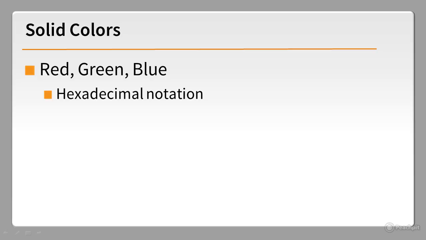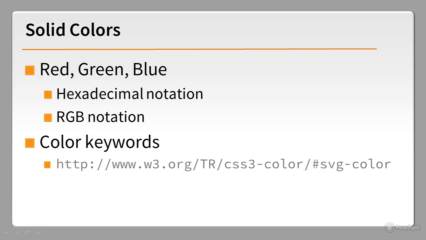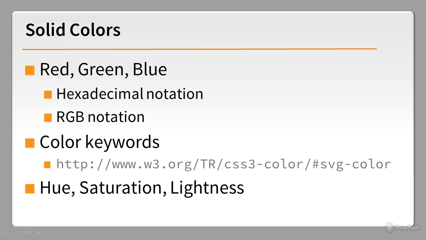Solid colors can be represented in several ways. Computers mix red, green and blue in different combinations to create more than 16 million colors. These combinations can be represented either using hexadecimal notation or RGB notation. I'll show you examples of both in a moment. Solid colors can also be represented by more than 100 predefined keywords. You can find a full list of the keywords at this URL.